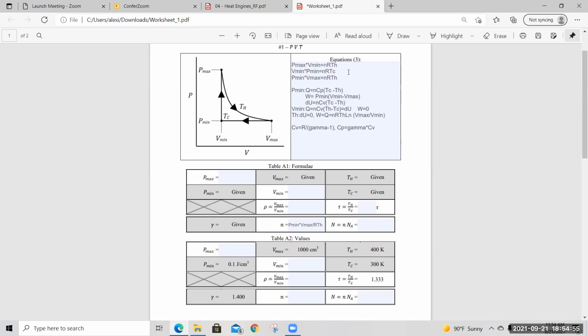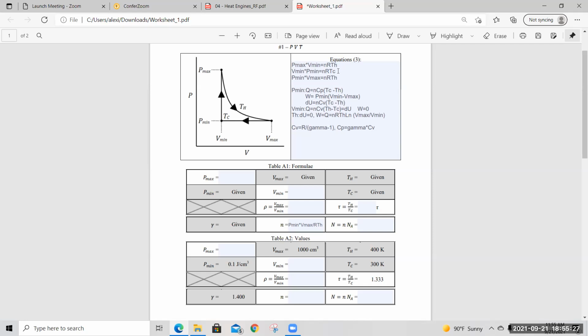For n, if I look at the third equation from the top and start counting down, the third equation has Pmin in it, and guess what? Pmin is given according to that table. It has Vmax in it, and Vmax is given. It has R in it, and R is known to be 8.314. Th also is given according to that table. So we should be able to solve for n, and sure enough, the solution is Pmin times Vmax divided by R Th. So we're in good shape. So let's look at the second equation from the top.